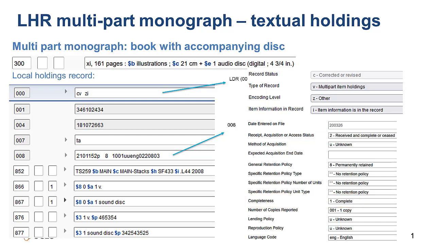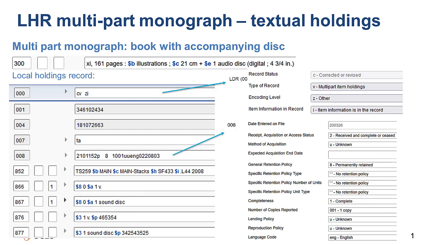I have an 866 for the primary part, which would be the book. And I have a subfield 80 followed by subfield A with 1V. Since there's no enumeration and chronology, this is a good example of when I should use textual holdings. I also have an 867, and this is for the accompanying material. So an 867 is the code for supplementary material or accompanying material. And I have subfield A1 sound disk.